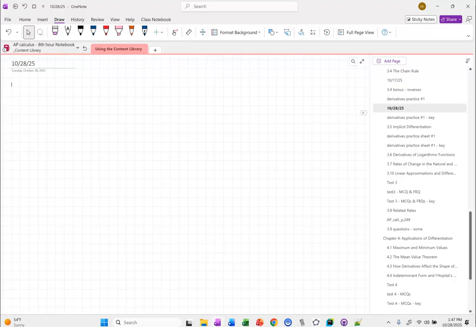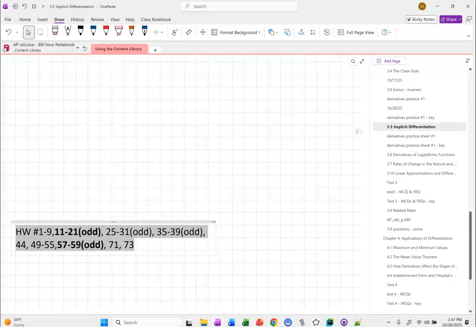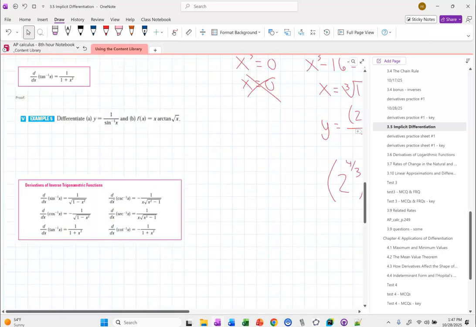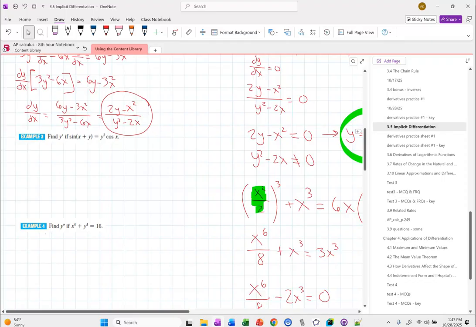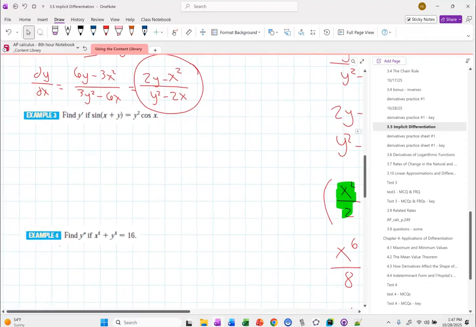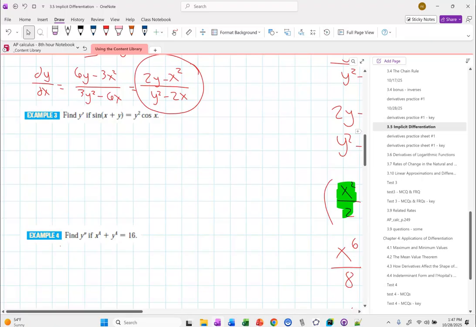Okay then, that's fine. We'll pick up where we left off in 3.5. So we were talking about implicit differentiation, right? And I think we were left on this example here. It says to find y prime if sine of (x plus y) is equal to y squared cosine x.